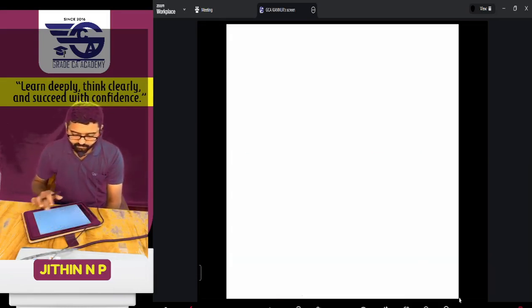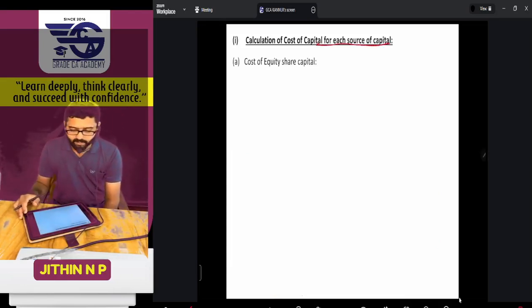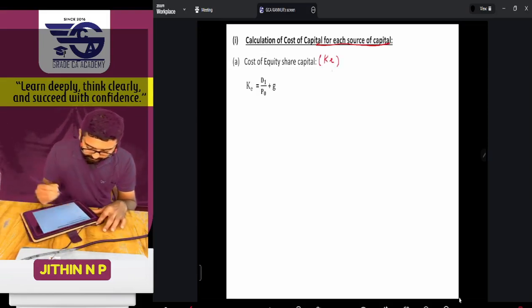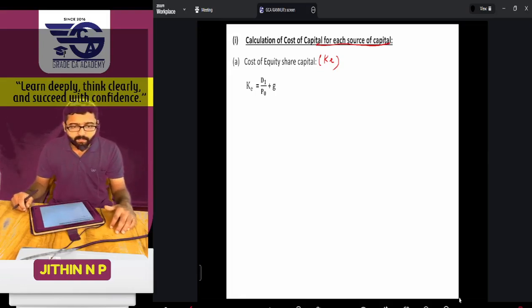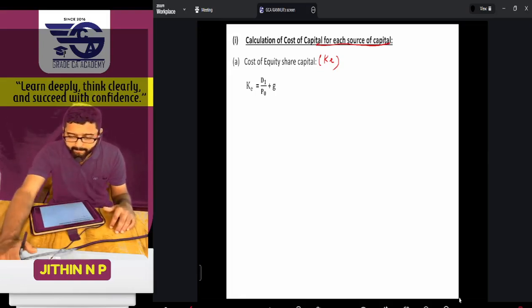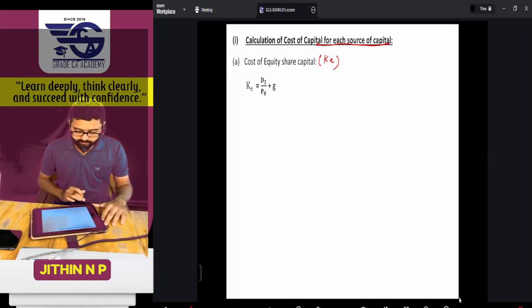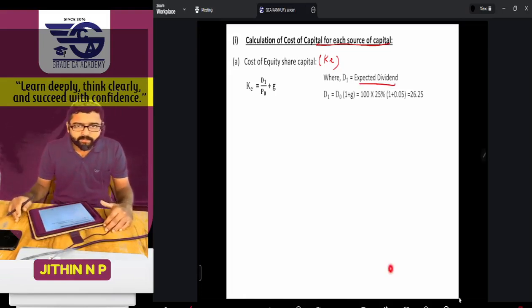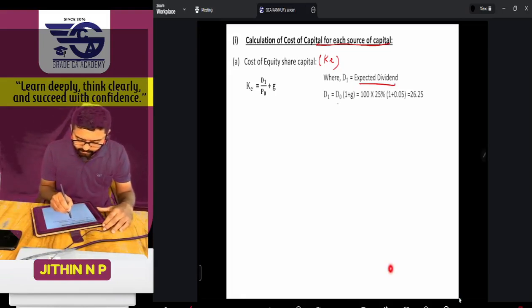Then, calculation of cost of capital for each source of capital. Cost of equity share capital, that is KE. KE is equal to D1 divided by P0 plus G. D1 is the expected dividend. D1 is equal to D0 into (1 plus G).